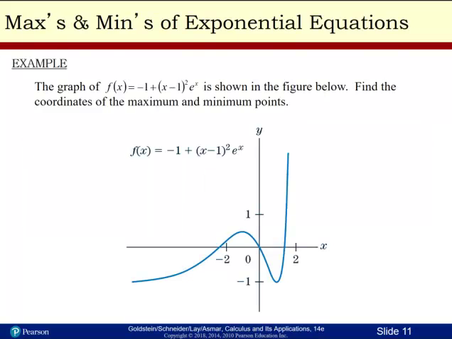Well, let's look at another example. We have the graph of f of x equals -1 plus the quantity x minus 1 squared times e to the x. And we are showing this in the figure below. We've graphed that. So let's find the coordinates of the maximum and minimum points. Now we know maximums and minimums occur at critical points. So we'll want to find the derivative and set that equal to 0.